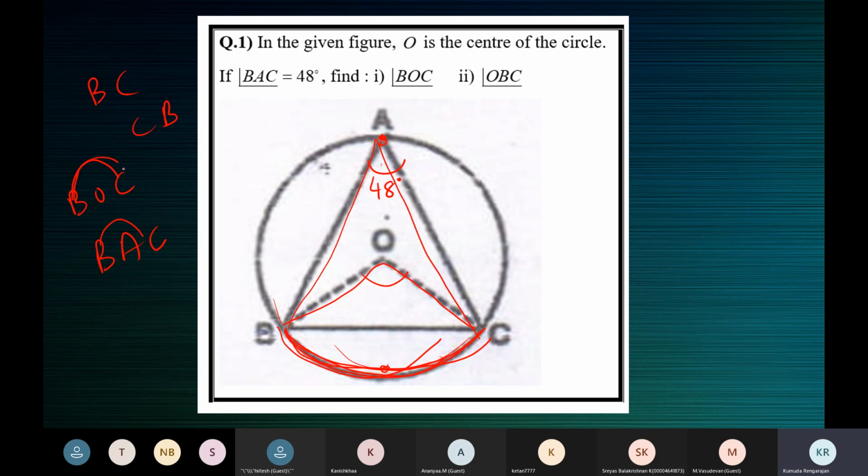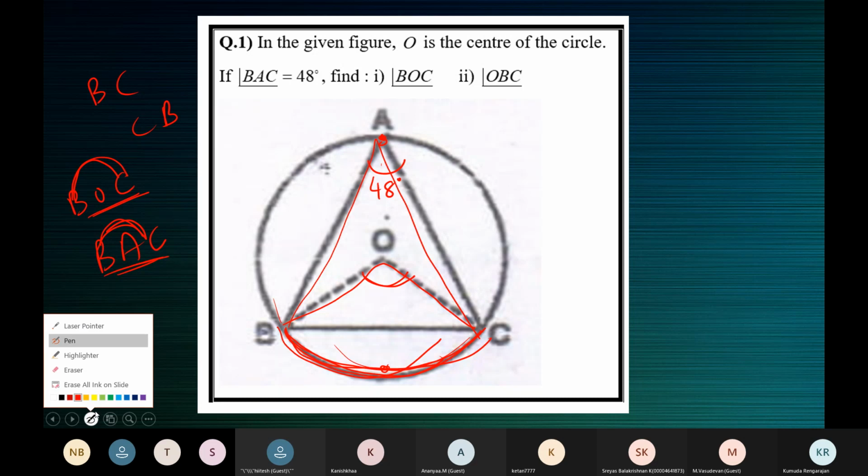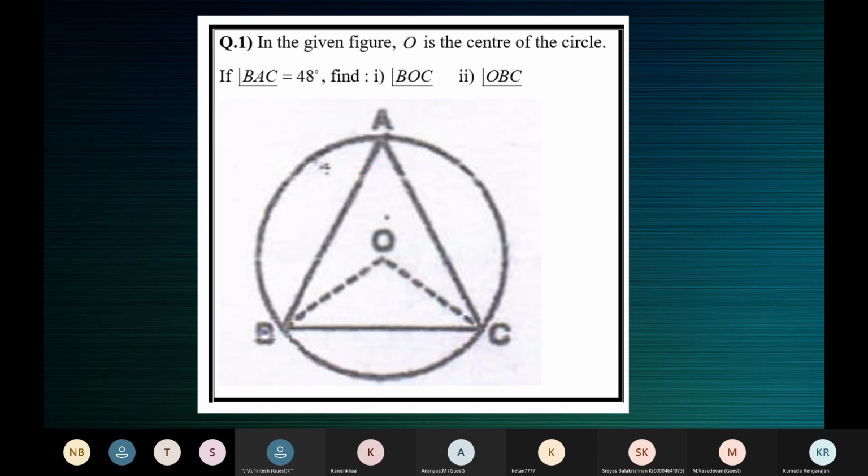So see here, arc BC makes angle BOC at the center. The same arc BC makes angle BAC on the circumference. And the relationship is the angle at the center is double. This is 48 degrees. This one is 96 degrees. How do we present that? You must say angle. Just write the relationship. The angle at the center is double the angle on the circumference. BOC is equal to twice BAC.